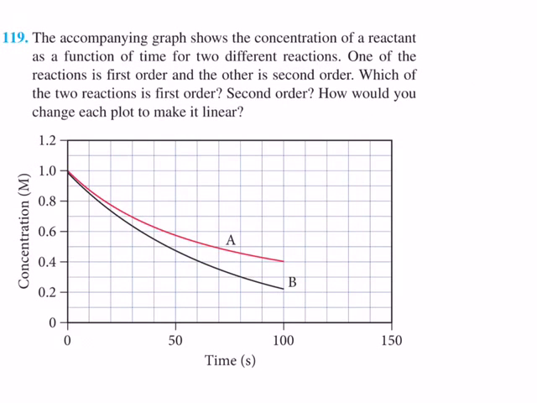Alright, so if you feel like it, pause the video and try this question. So we've got a graph that shows the concentration of a reactant over time for 2 different reactions, A and B. One of them is first order, one is second order. Which is the first order process, which is the second order process? How would we change each plot to make it linear?